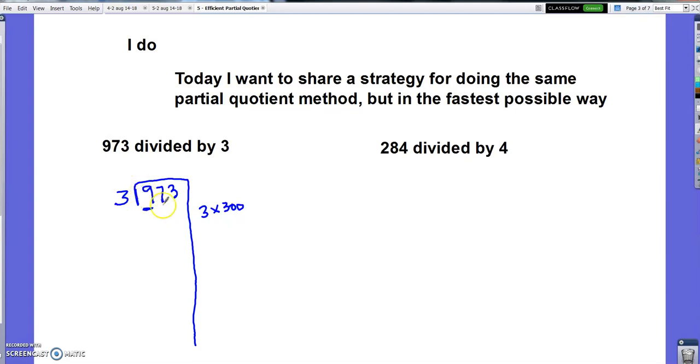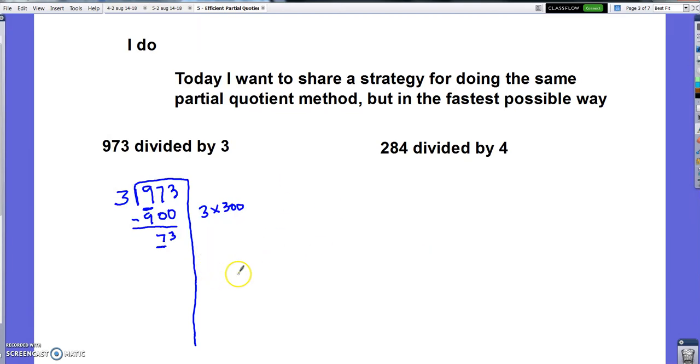So I'm going to try to clear out as many hundreds as I can in one step. So I'm going to do 3 times 300 is 900, and I got rid of all my hundreds, and I'm down to just 73. So now I'm going to go one more spot in, and I'm going to try to knock out as many 10s as I possibly can with groups of 3. So I've got 7 10s.